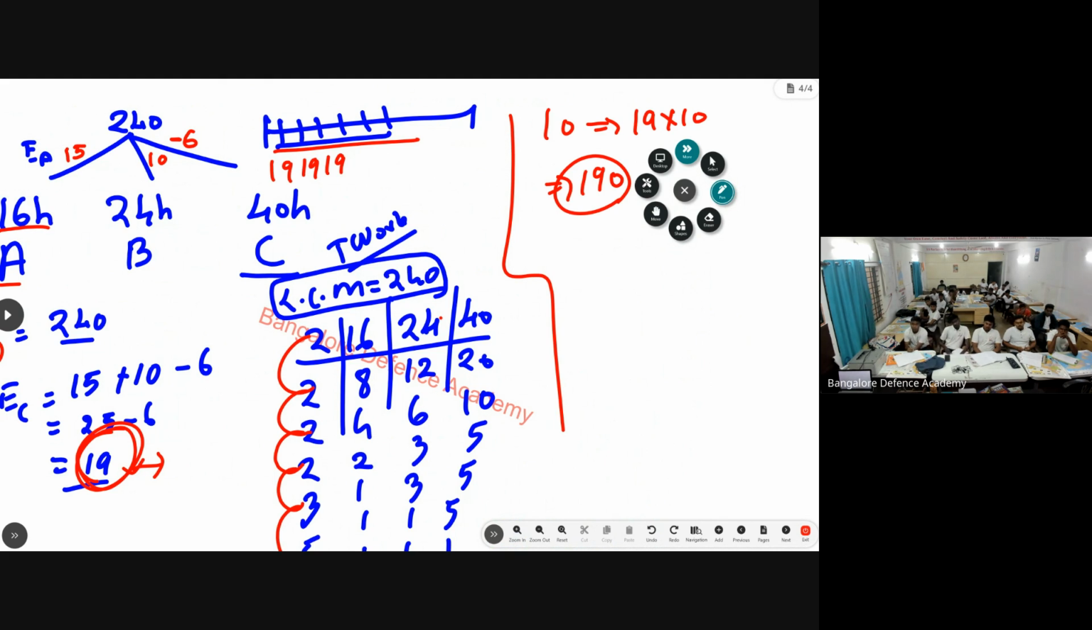Now, look at this. The total work is 240. 190 is already done in 10 hours. So the remaining is how much? 240 minus 190, which is 50. This is the remaining work. Now, what is the question they are asking? After how many hours will the remaining part of the tank be filled? They are asking time.